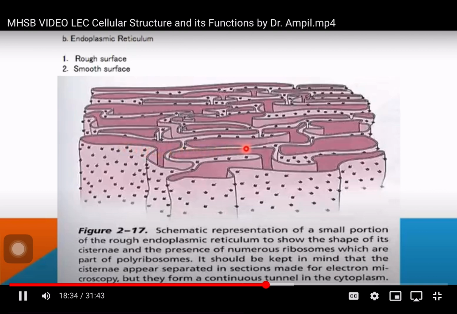Now let's go into the smooth surface endoplasmic reticulum. They do not contain attached ribosomes. Now as to their functions, smooth surface endoplasmic reticulum is involved with steroid synthesis, also involved with glycogen and cholesterol metabolism. Also, they are involved with detoxification of toxic substances, like drugs, alcohol, and insoluble materials produced by the body. And also the smooth surface endoplasmic reticulum is involved with the release and recapture of calcium ions for the contraction of skeletal muscles.